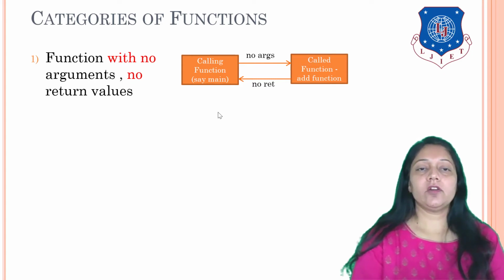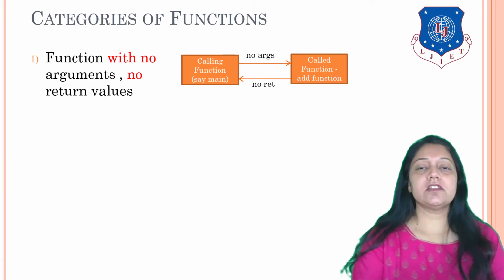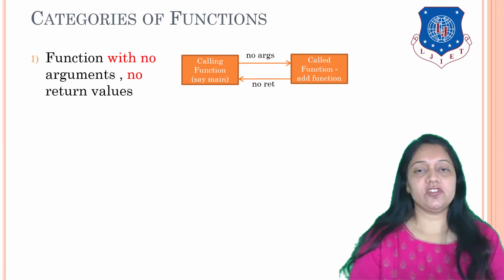When we say that there are no arguments and no return values, it means that a calling function is not passing any arguments to the called function and the called function is not returning any value to the calling function. It means that there is no communication between the two functions. Both the functions are executed individually.